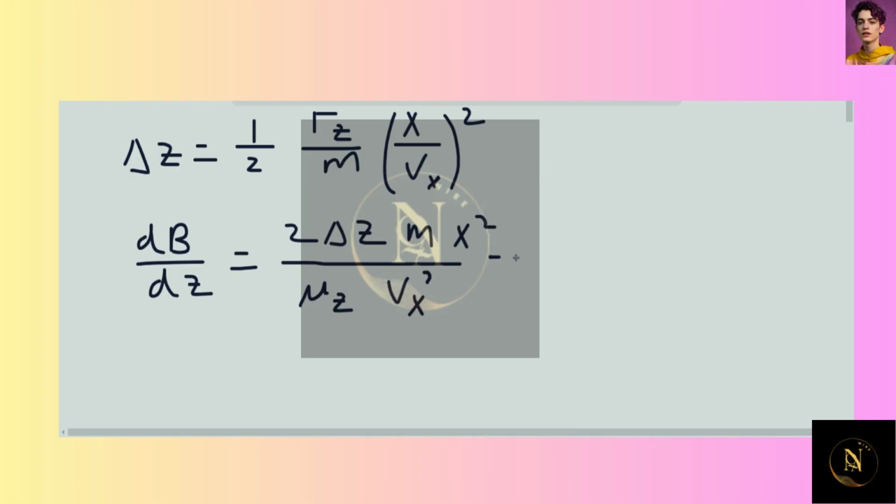Plugging in these values, this comes out equal to 0.389 Tesla per meter. We have units of Tesla per meter because the magnetic field has units of Tesla and z has units of meters, right? So dB/dz would be Tesla per meter.